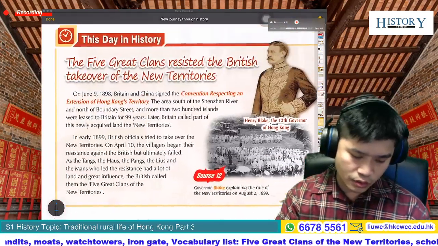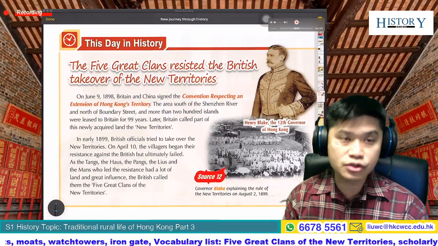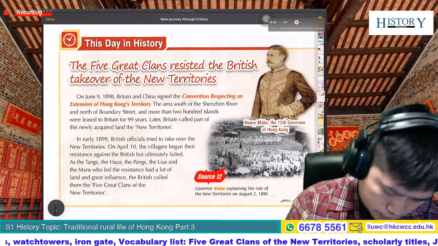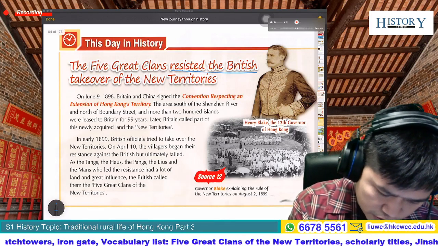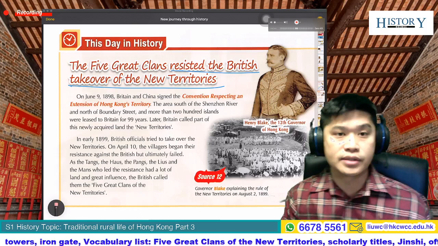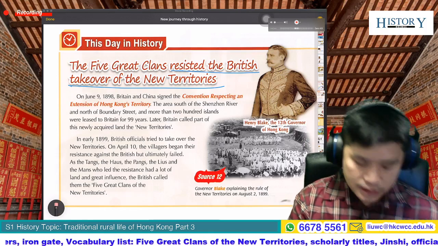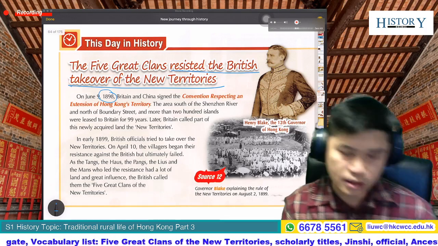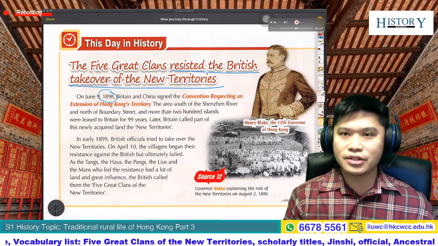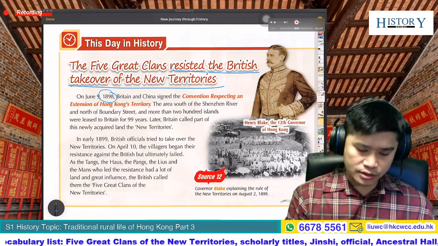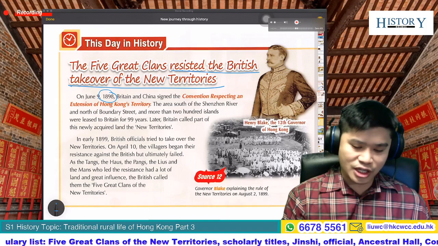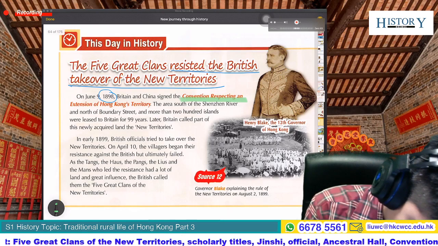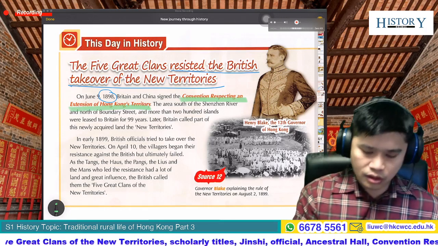Okay, so for some extra story about the five great clans, that would be what we call they resisted the British takeover of the New Territories. What is this story? That is during 1898, more than 100 years ago. In 1898, the British and the Chinese Qing government signed the Convention Respecting an Extension of Hong Kong Territory.